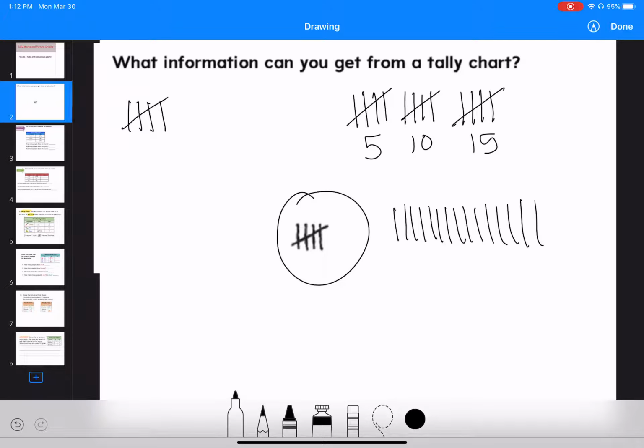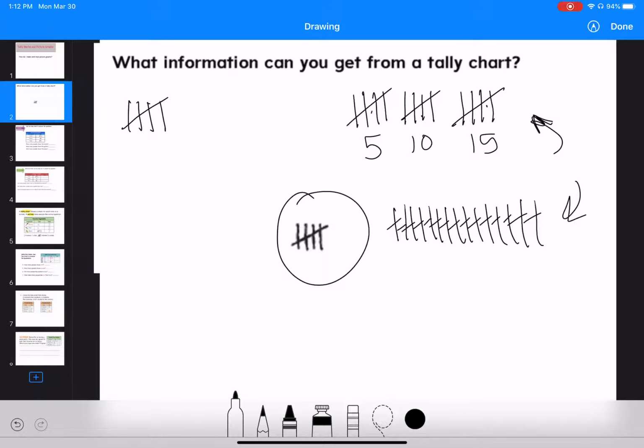Which one is easier to count? The top or the bottom? Definitely the top. The top, I can quickly count it: 5, 10, 15. Down here, I'm going to have to count each individual vote. 1, 2, 3, 4, 5, 6, 7, 8, 9, 10, 11, 12, 13, 14, 15. That took me a lot longer and makes it a lot easier to make mistakes.